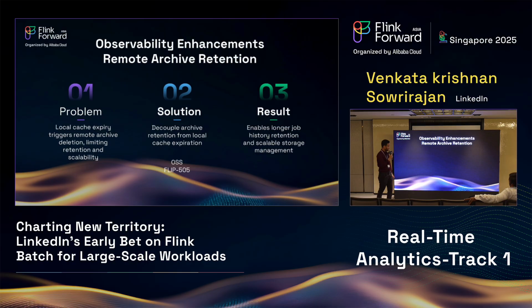So finally, even with RocksDB and also having this hybrid job archival fetch, it improved the overall scalability and the user experience in terms of observability. We still had an issue in the Flink history server, which is basically coupling the local cache expiry with the remote storage solution. So this meant the remotely stored job archives are prematurely deleted, leading to unavailability of history of slightly older applications.